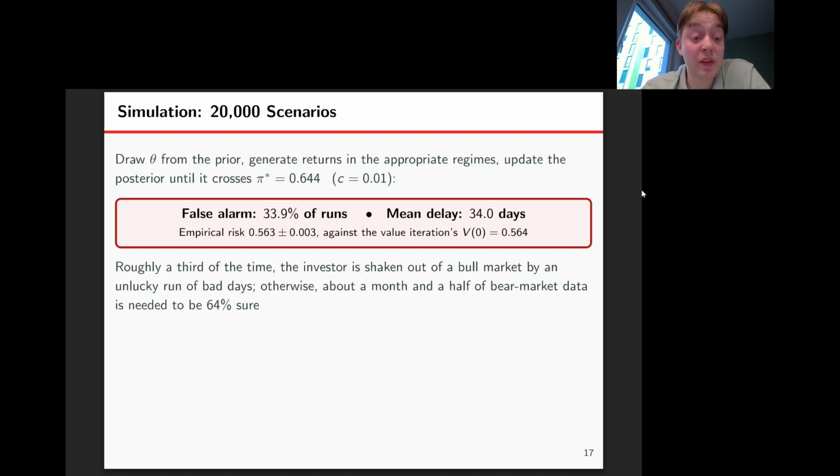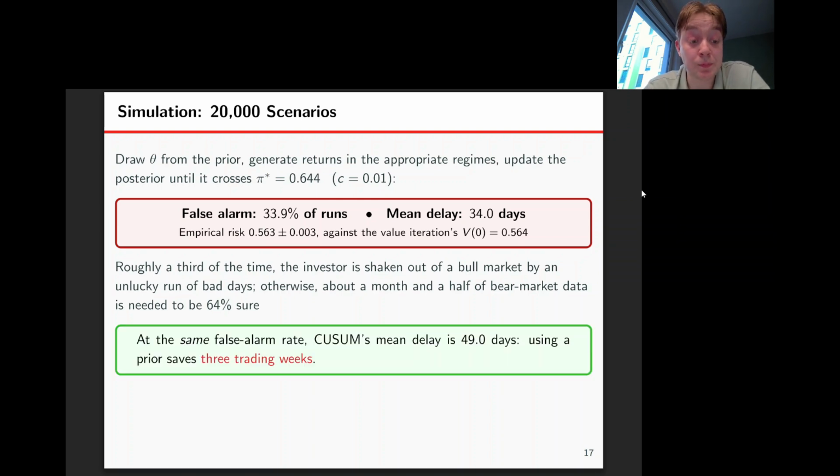So as I mentioned, we see that roughly a third of the time the investor is shaken out of the bull market by an unlucky run of bad days. So this is the false alarm situation. Otherwise, a month and a half of bear market data is needed to be 64% short. So this is our threshold pi star.